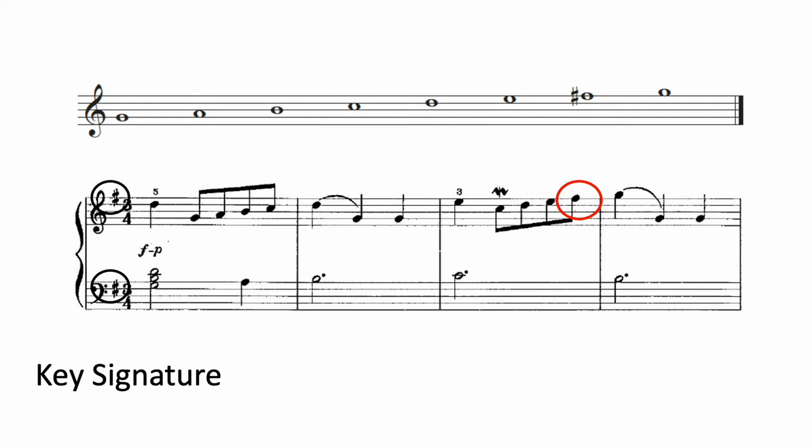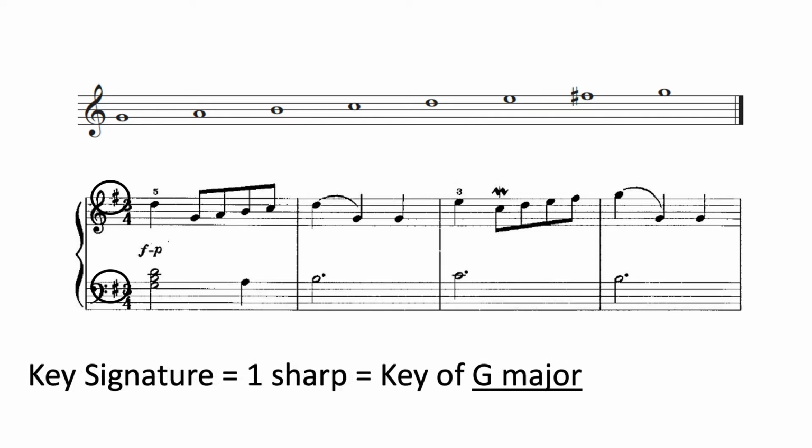So a key signature that has 1 sharp, just like the G scale, is naturally going to be in the key of G major. Because the composer used all the notes of the G major scale, we can say that this piece of music is in the key of G major. So what about this piece of music?